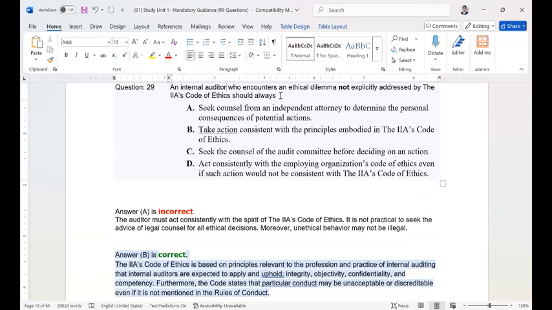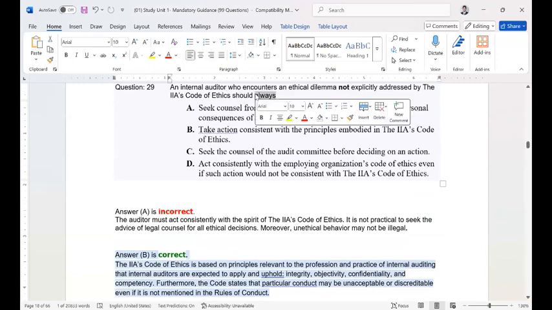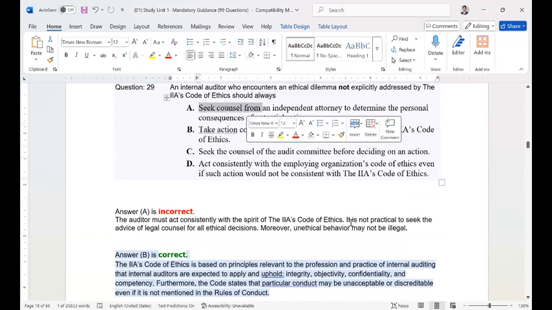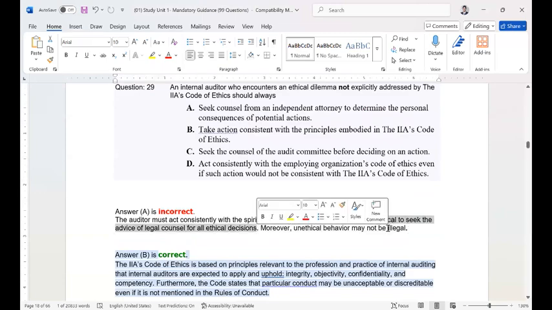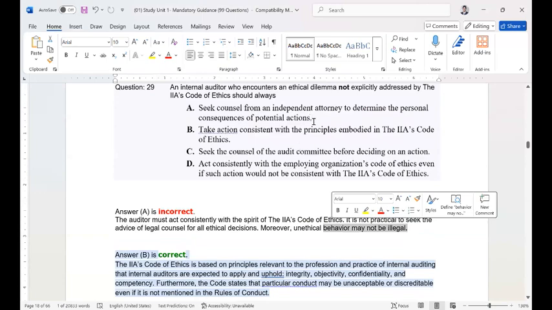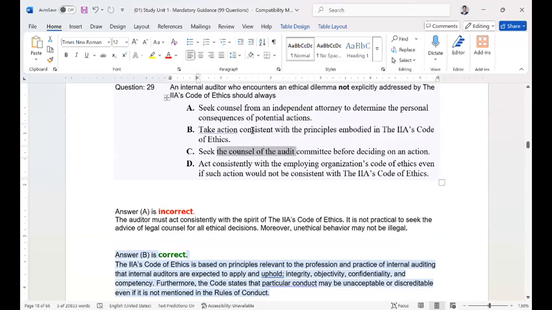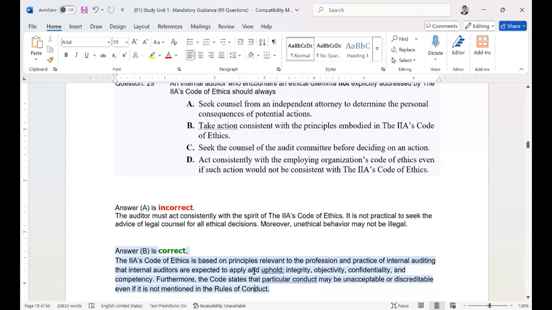So here, what you have to remember, let me repeat, is that you have to think of the word always. Always, you can't go to a lawyer. It is not practical to seek advice of lawyers for all ethical dilemmas. Go to a lawyer when something illegal may have happened. Everything unethical is not illegal. You can't always go to the audit committee. That is not practical. But you can always take action consistent with the principles. What are the principles? Integrity, objectivity, confidentiality, and competence.